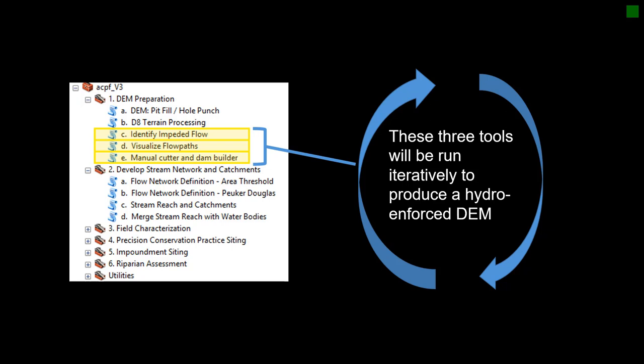First, the Identify Impeded Flow. Second, the Visualize Flow Path. And third, the Manual Cutter and Dam Builder. Now we'll take time to go through each tool.